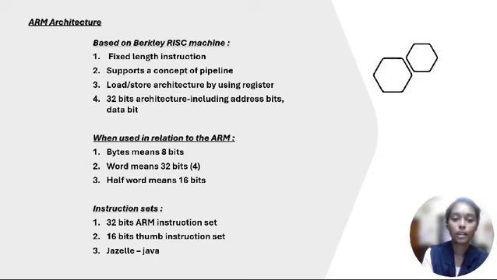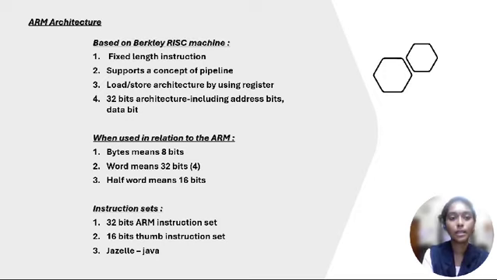There are three data types used in relation to ARM. Byte means 8 bits. Word means 32 bits, that means 4 bytes. Half word means 16 bits, that means 2 bytes. The instruction sets of ARM architecture are the 32-bit ARM instruction set, the 16-bit Thumb instruction set, and Jazelle. As I said in a previous slide, Jazelle is only used for Java coding. These are the features, relations, and some of the instruction sets of ARM architecture.